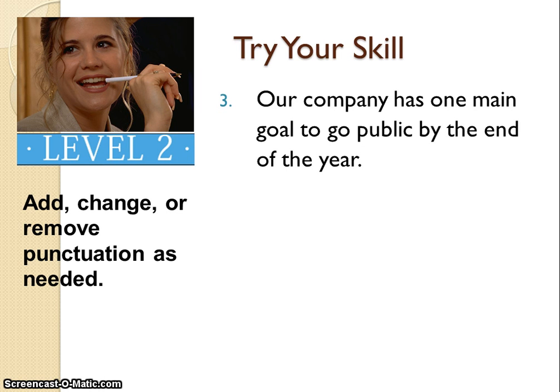Okay, our company has one main goal: to go to the public by the end of the year. We're going to put a comma here because these are 2 independent clauses. And this one explains this one. Okay, we're out of time, so go to part 2 here in the next segment.